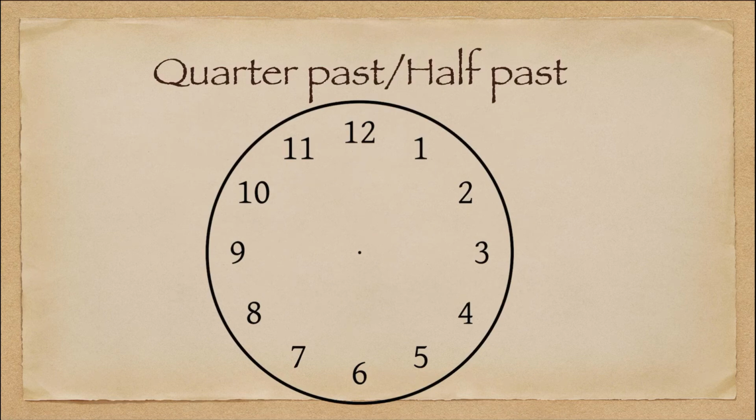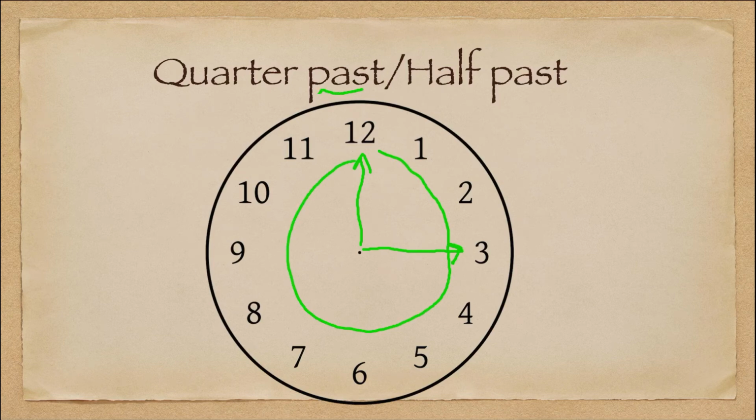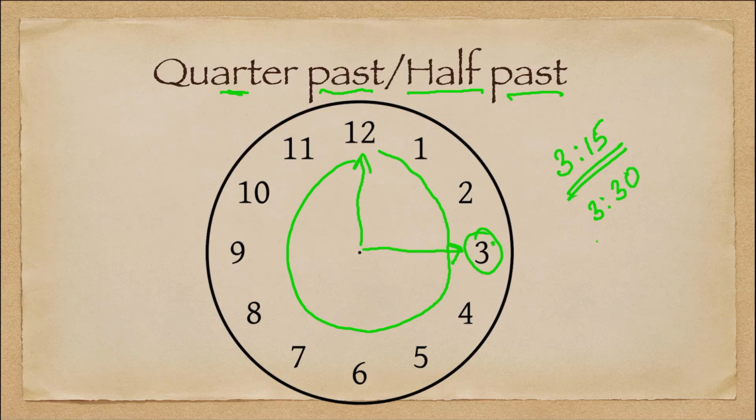As we were discussing about quarter past and half past, as we have seen, if it is 3 o'clock, after that whatever will be the time, it will be past. If it is quarter past 3, then the time is 3:15. If it is half past 3, it will be 3:30. It will be after that particular time.